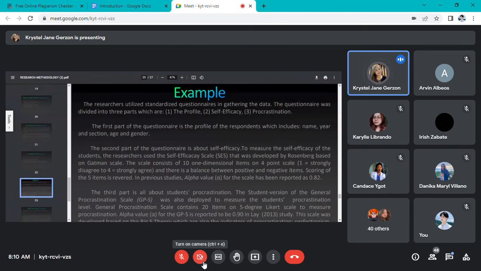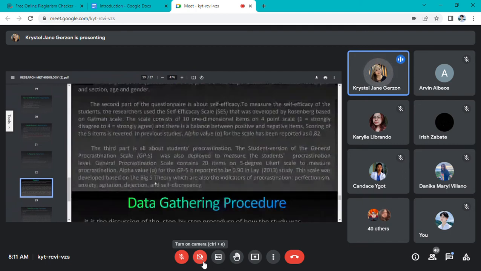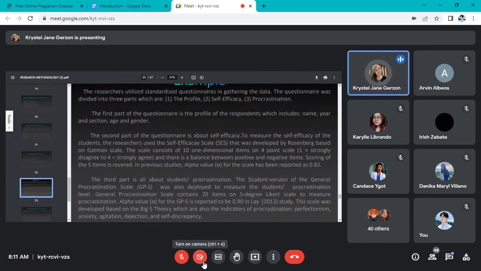1, strongly disagree, to 4, strongly agree. And there's a balance between positive and negative items. Scoring of 5 items is reversed. In a previous study, the alpha value for the scale has been reported as 0.82. The third part is all about the students' procrastination. The students' version of the general procrastination scale was developed to measure students' procrastination level. The general procrastination scale contains 20 items on a 5-degree Likert scale to measure procrastination. Then there is information on the scale.